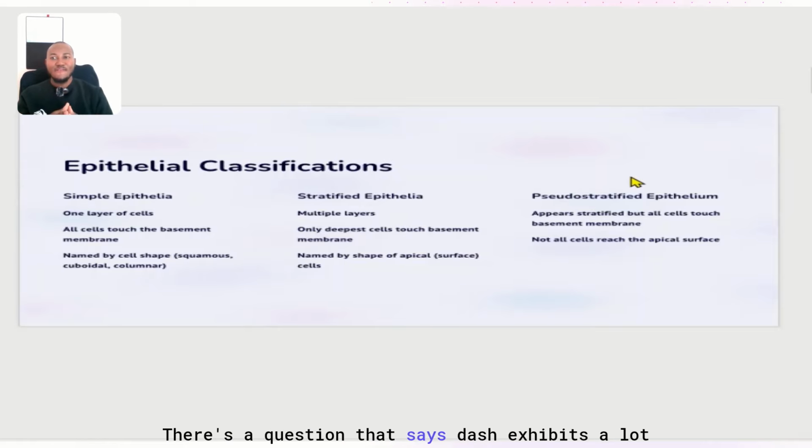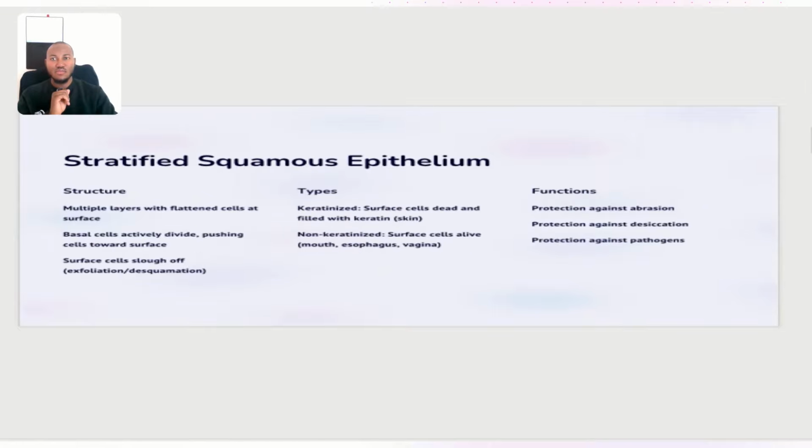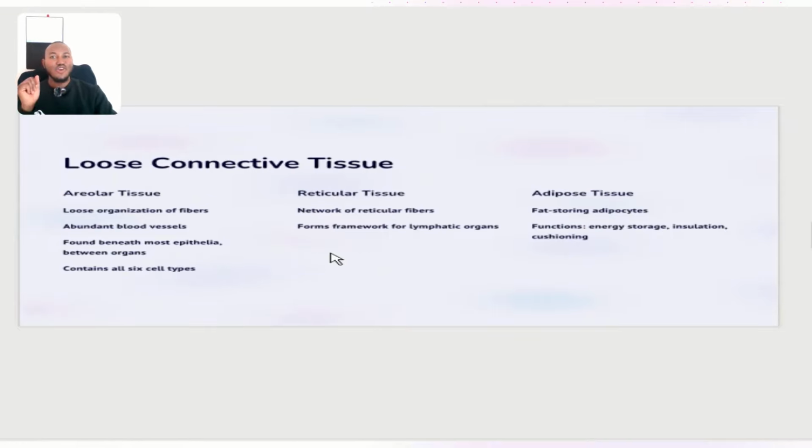There's a question that says, dash exhibits a lot of apparently empty space and is found in many serous membranes. So what did we say about loose connective tissue again? Specifically areolar. What do we say about areolar? We said that areolar, they are loose organization of fibers found beneath most epithelia and also between the organs. The abundant blood vessels contain all 6 types. Remember this.